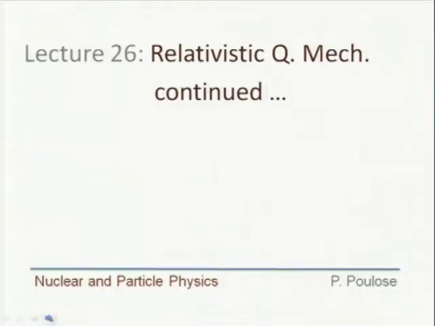We will continue our discussion on relativistic quantum mechanics. We were talking about the relativistic notations, and how to combine the time coordinate and the spatial coordinates in a single entity called a 4-vector, and how they transform under coordinate transformations. Let us start with differential operators.